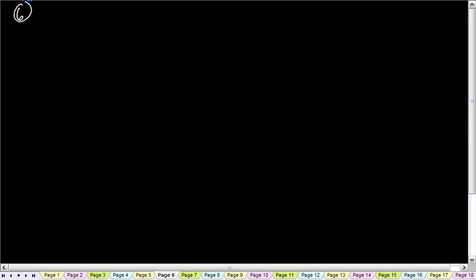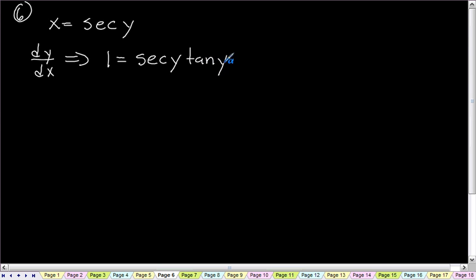Number 6. It gets a little bit easier now. x is equal to the secant of y. You take the derivatives, since x's and y's are in different places throughout the whole problem. The derivative of x is 1. The derivative of secant of y is actually secant y tangent y, I think. Secant y tangent y. Let me verify that just in case. It does look familiar, but let me verify.